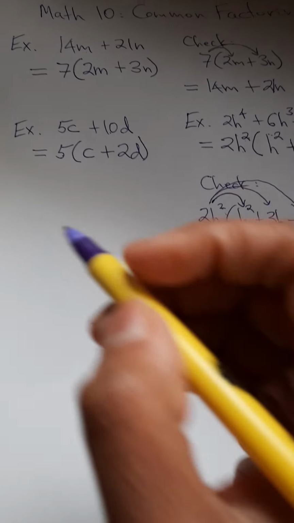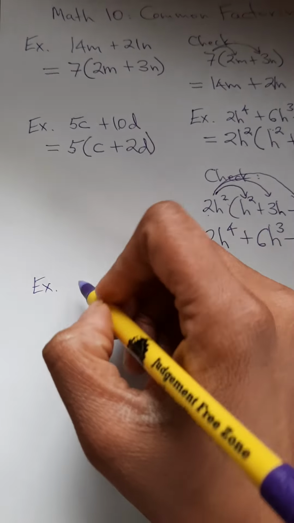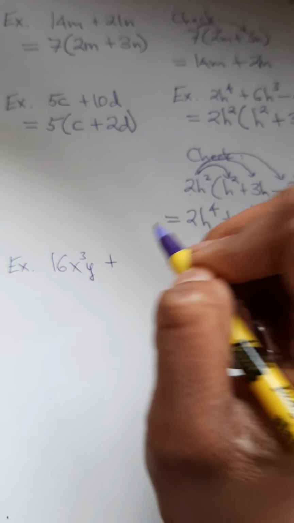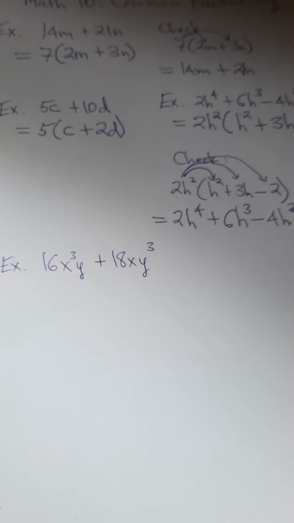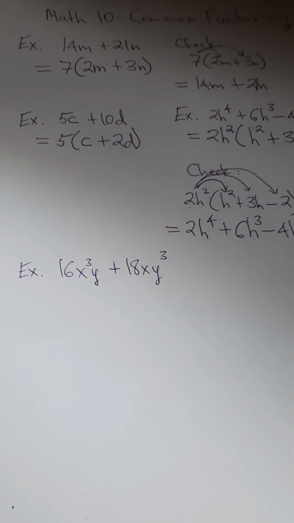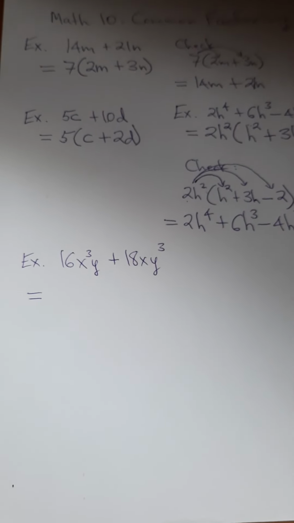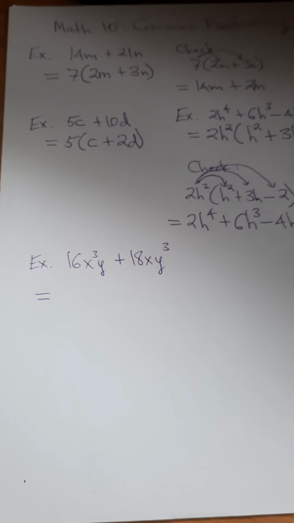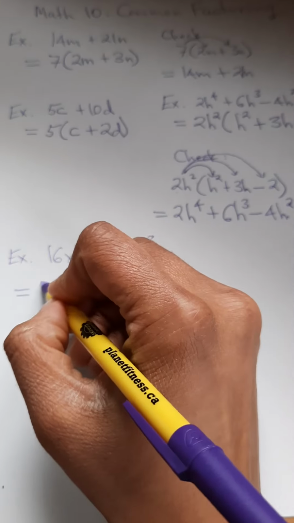So let's write it on the bottom. Okay, so let's try this question. So it's 16x cubed y plus 18x y cubed. Does everyone see that? Okay, we're going to take out the greatest common factor. Okay, so I'm looking for a number that I can divide both 16 and 18 by. Okay, so the greatest common factor does look like 2 here.